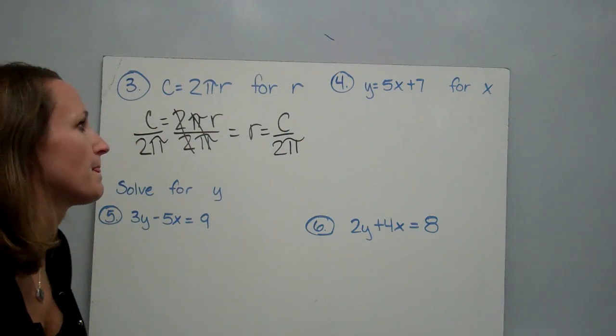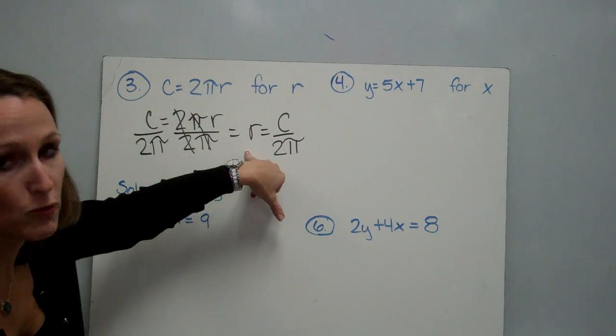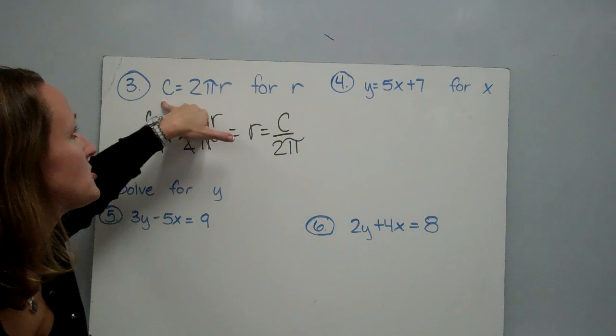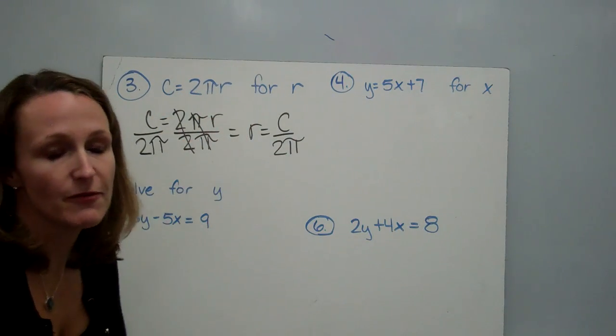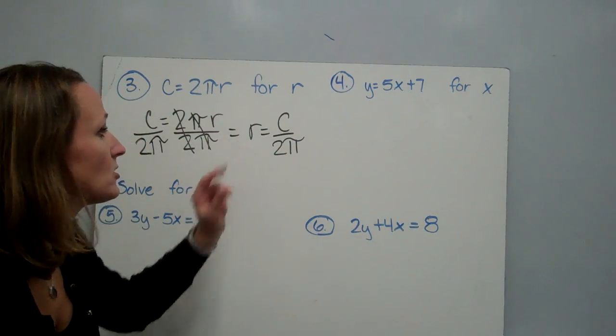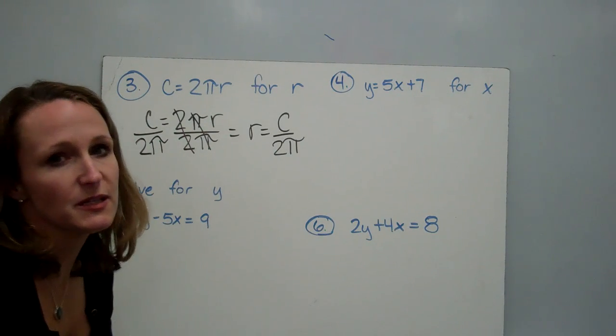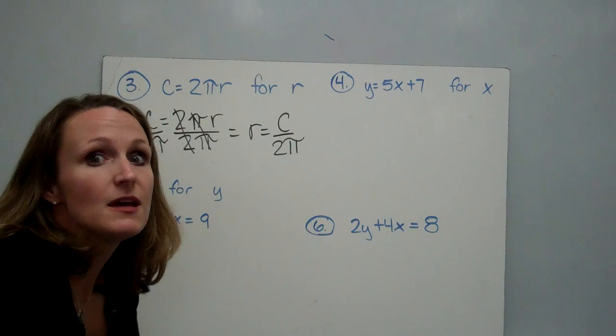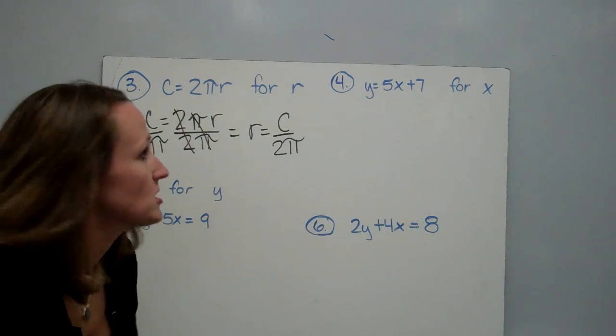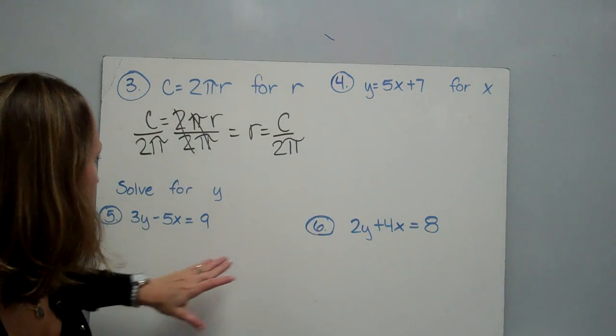So in this case, r will equal c over 2 pi. So if I'm solving for my radius, and I have circumference, I can divide my circumference by 2 pi and learn what my radius is. Okay, so those first 3 examples, we're dealing with equations that you've probably seen and know. They're all geometric equations. So now let's look at some mathematical equations.